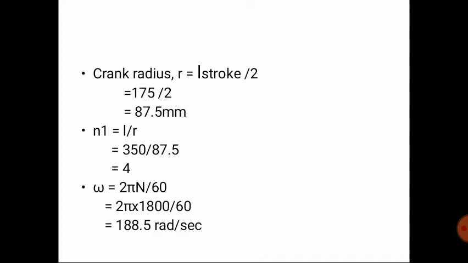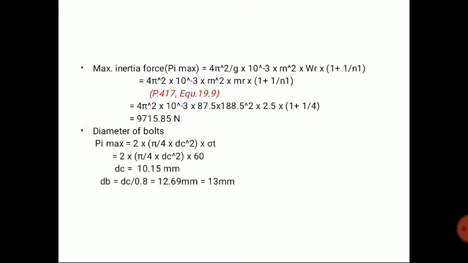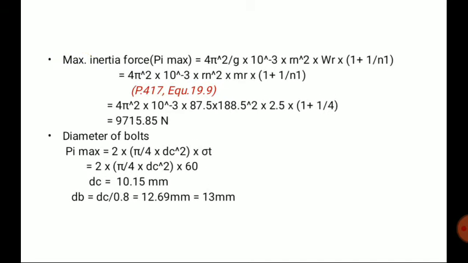So first we are finding the crank radius, that is r equal to length of stroke by 2. The stroke is given as 175, and 175 by 2 is 87.5. Then we are finding the ratio of length of connecting rod to radius of crank. The length of connecting rod is given as 350, so 350 by 87.5 gives 4. Then we are finding omega, that is 2 pi N by 60, 2 pi into 1800 by 60, which is 188.5 radian per second.